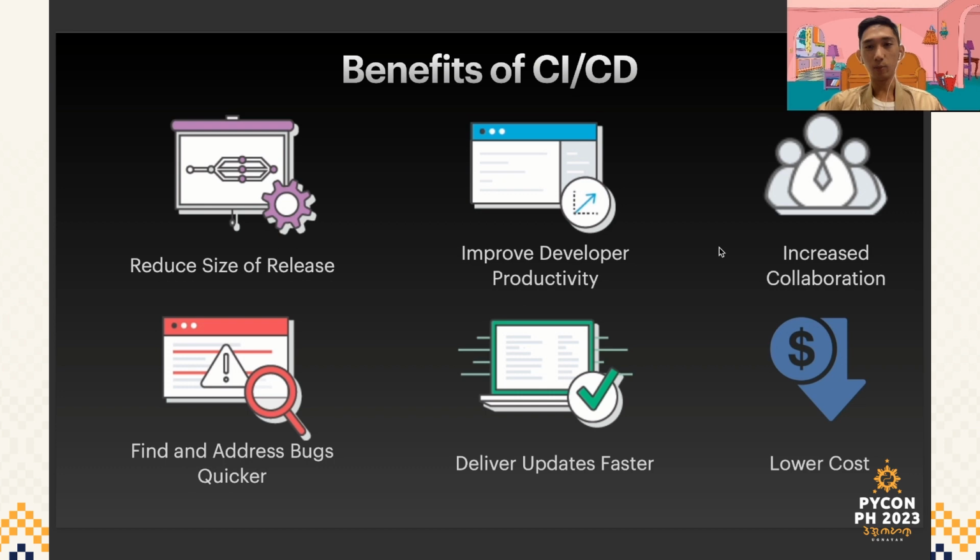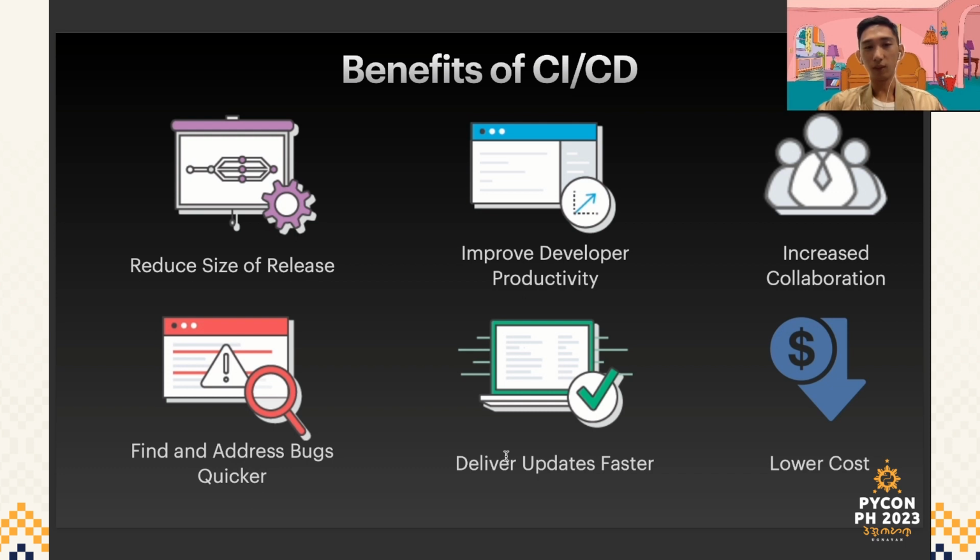And we have increased collaboration. Since developers need to merge frequently, they need to communicate more often so that the other developers know what they are working on and if the main branch is already updated. And we also have finding and addressing bugs quicker. Since testing is being automated, it can notify the developers when their code is causing some issues. And we have delivering updates faster.